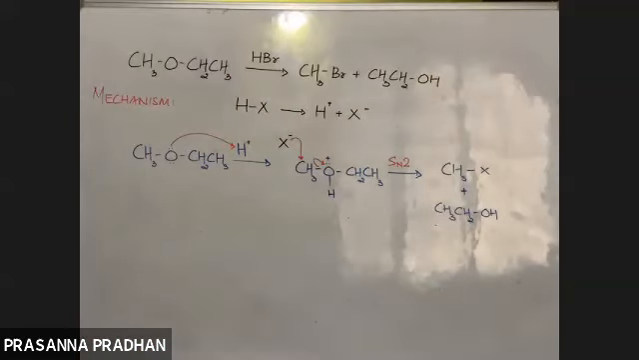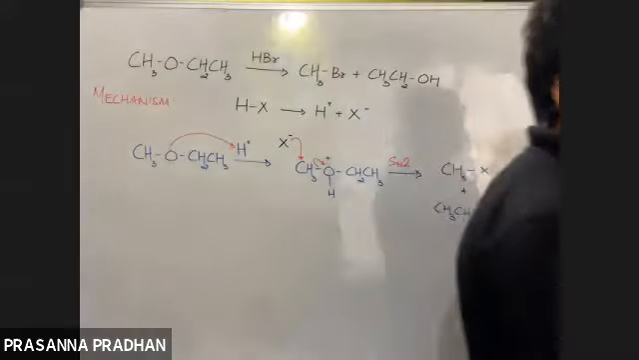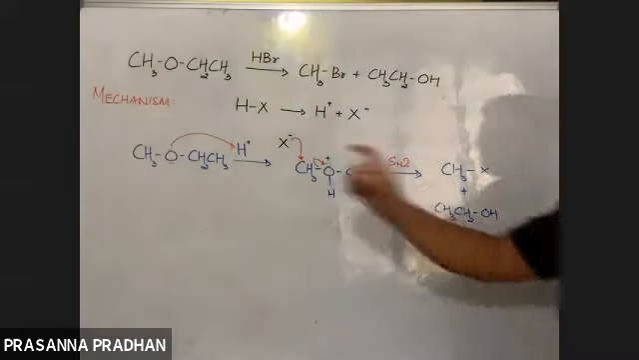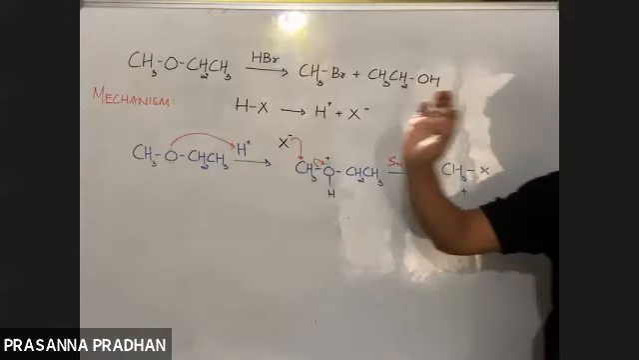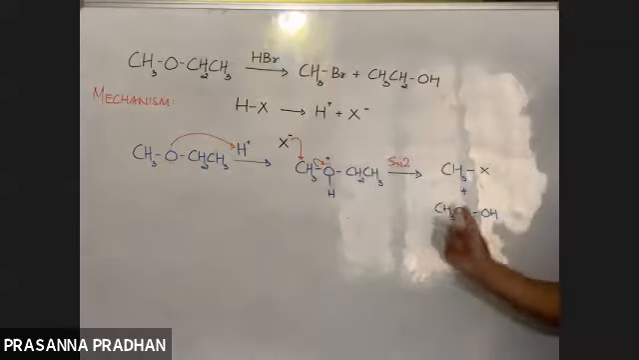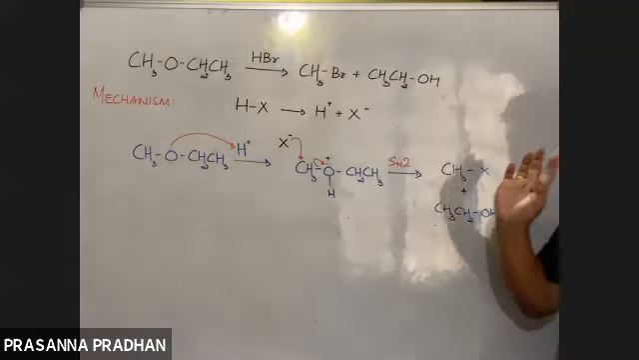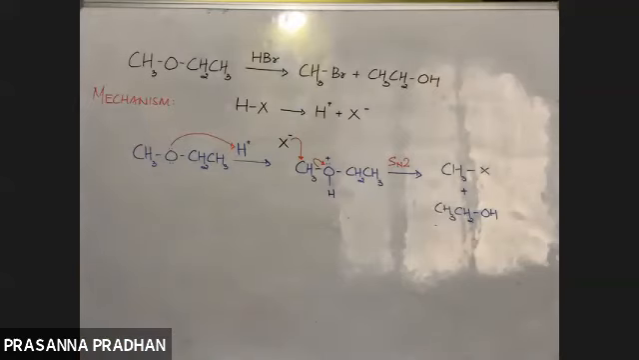So this is how the reaction occurs, right? But when is this mechanism valid? This mechanism is valid when both the alkyl groups are primary. Remember, this mechanism is valid when both the alkyl groups are primary. So these are the steps. Okay, so this is how the reaction of ethers occurs.